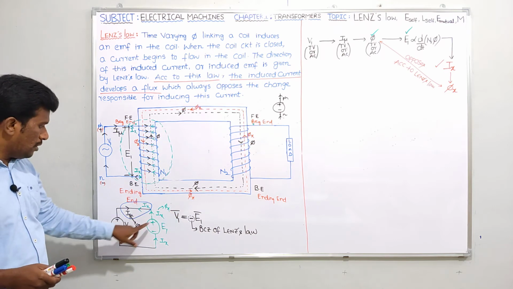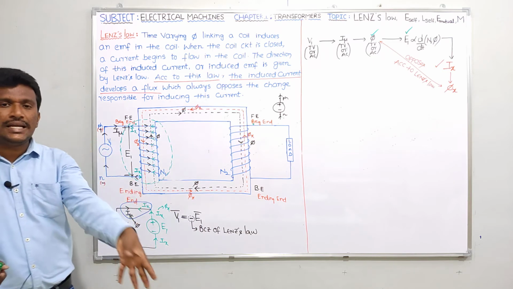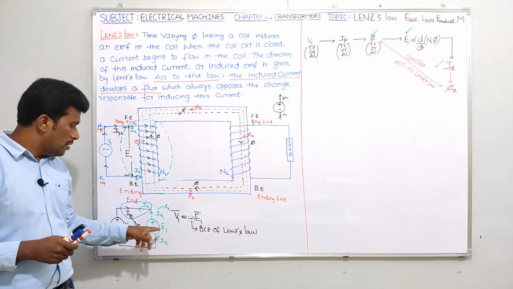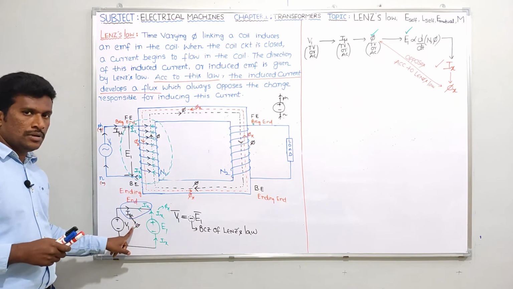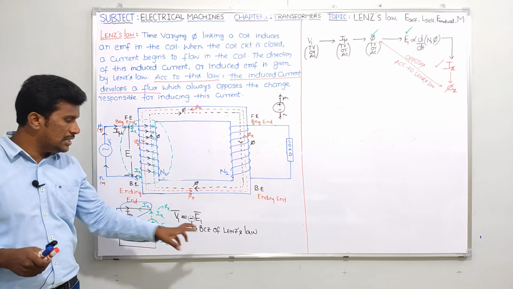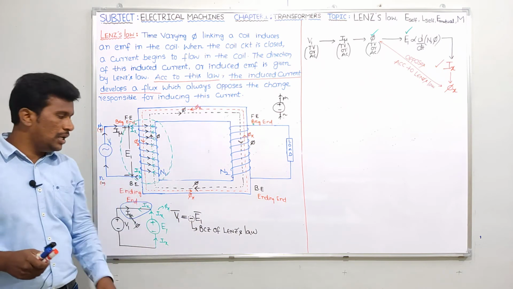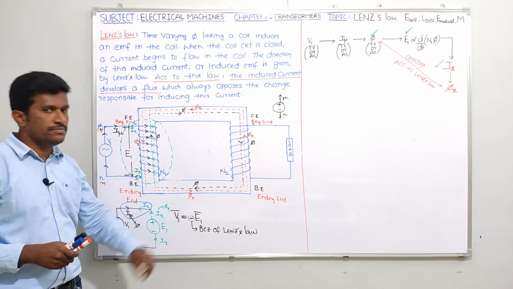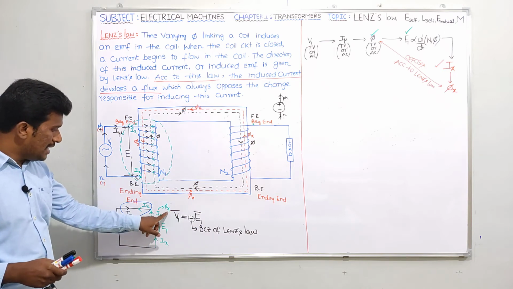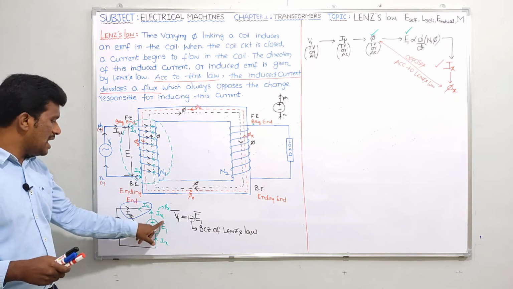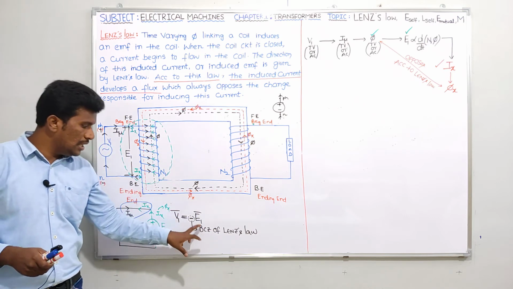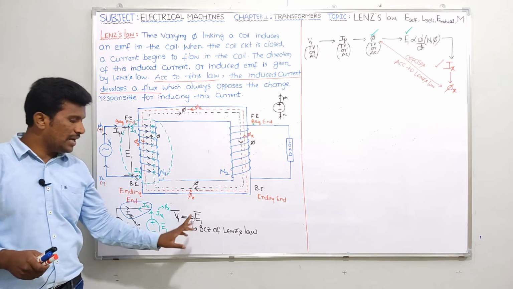Is it clear? Therefore, this opposition has to be indicated in the equation. That is very important. According to Lenz's law, this phi x opposing phi and Ix opposing I mu should be indicated mathematically in this equation. So for that only we are indicating the minus symbol. The minus symbol is used to indicate that phi x opposes phi or Ix opposes I mu. That opposition has to be indicated in the equation. That's why we are showing the minus symbol here.